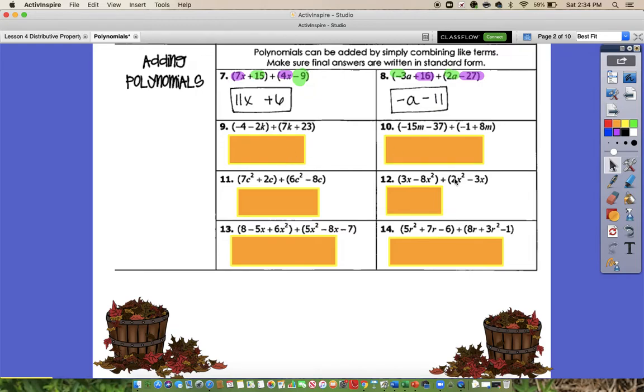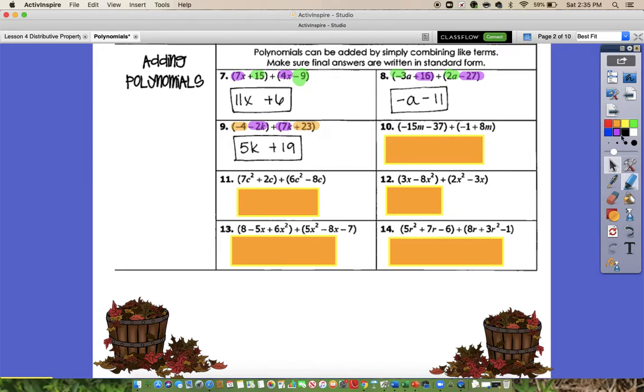Okay, for number 9, we'd combine our variable terms. So negative 2k is going to get combined with positive 7k. And then for our constant terms, negative 4 gets combined with positive 23. So negative 2k plus 7k, I'm just doing my variables first because if I'm writing my answer in standard form, those variable terms are going to have to come first. So negative 2k plus 7k would give me positive 5k, and negative 4 plus 23 would give me positive 19.